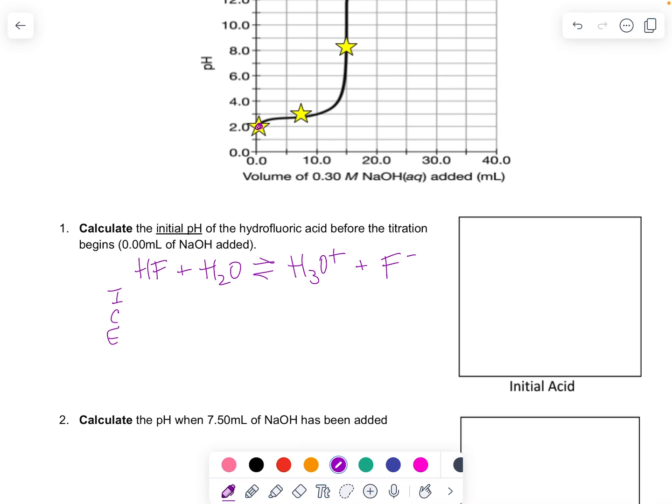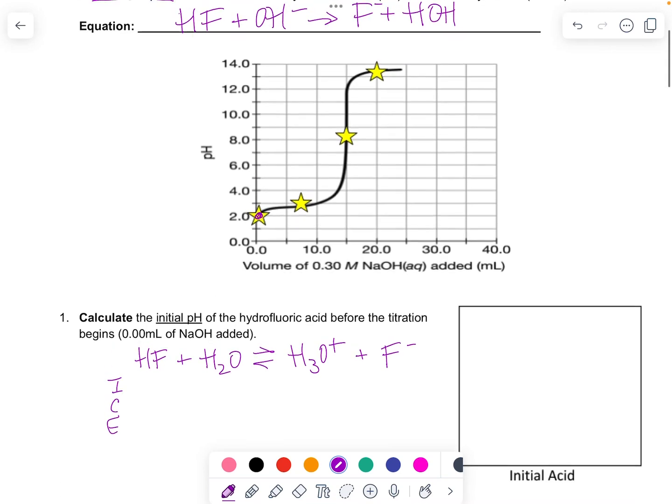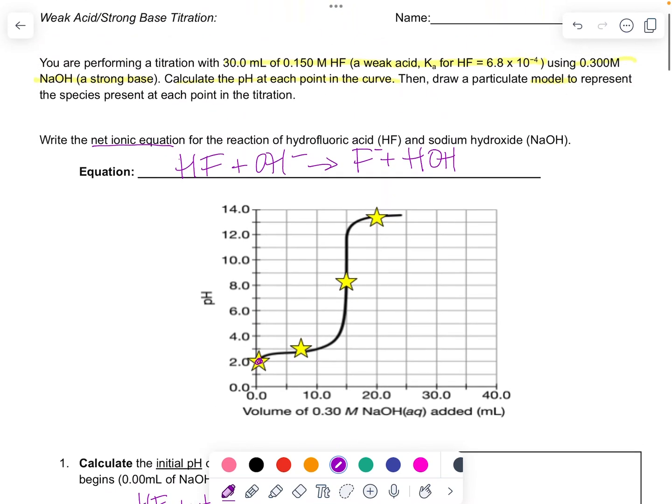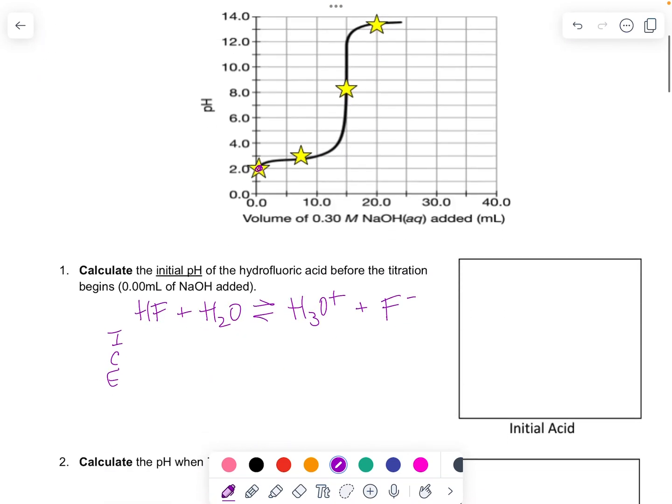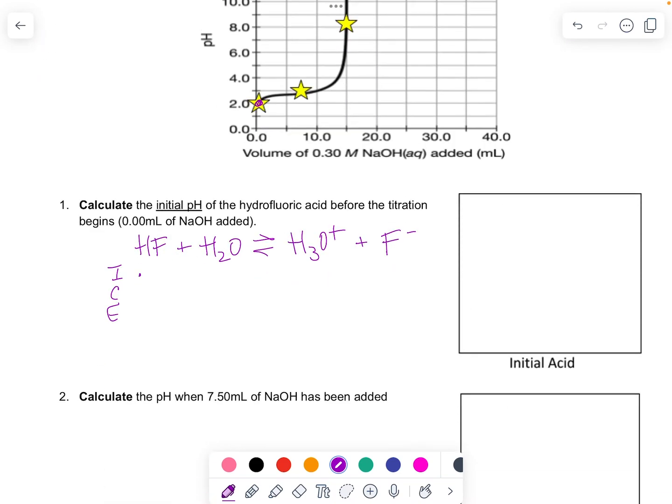And our initial concentration of our HF, it says, is 0.15 molar. Water is not going to be included, and we don't have any ions to begin with. Then we are going to lose some amount of our acid. We will gain some amount of our hydronium and fluoride. And then our equilibrium concentrations are 0.15 minus X, X, and X.